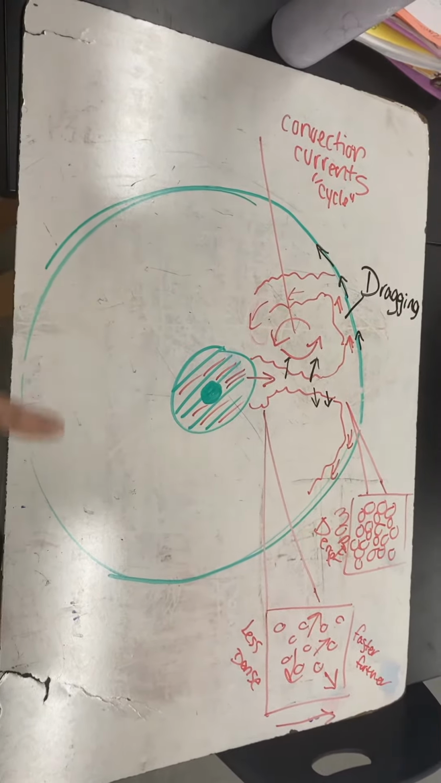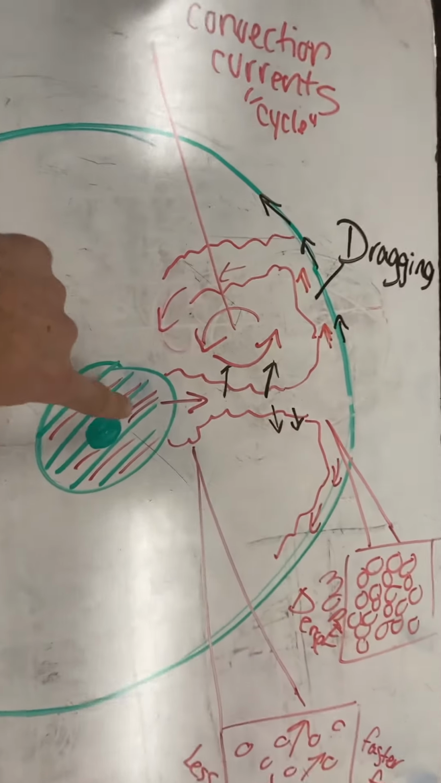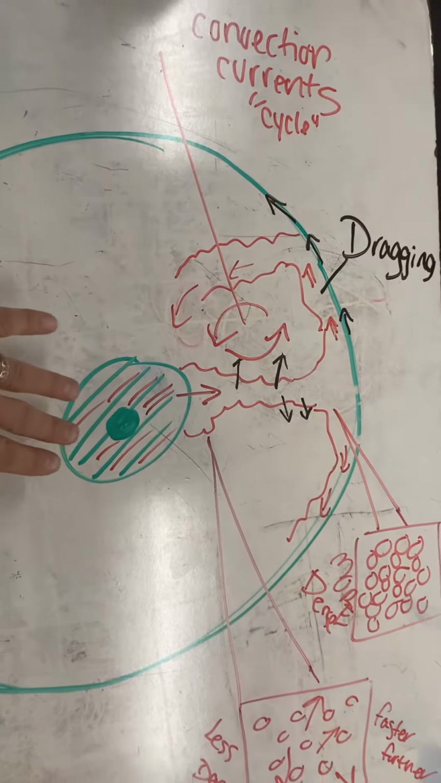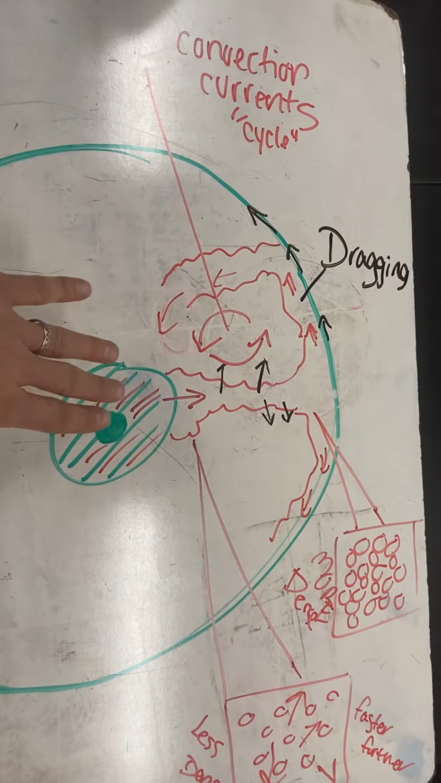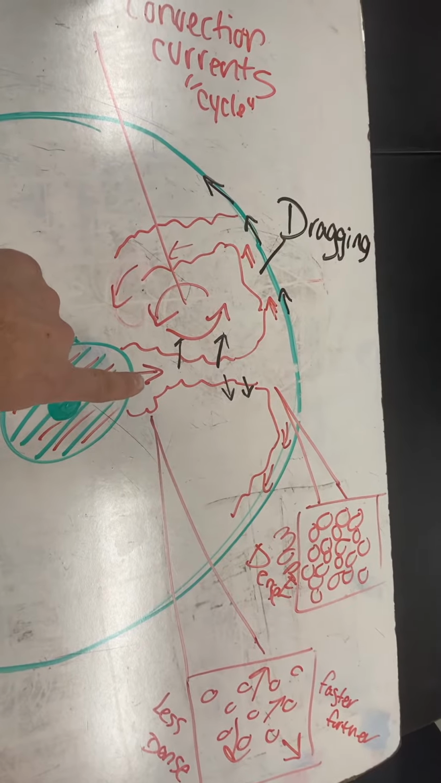Here we have a picture of the whole Earth. In the middle, we have the core. So there's inner core, outer core. Anyway, there's energy in this core, right? The energy is transferred into the mantle in the form of heat. So this is heating up the mantle.